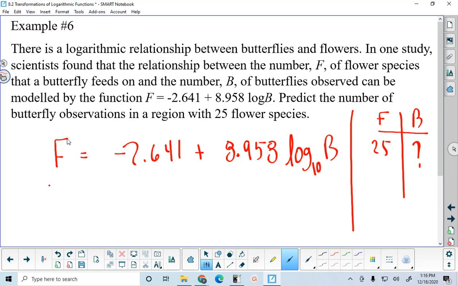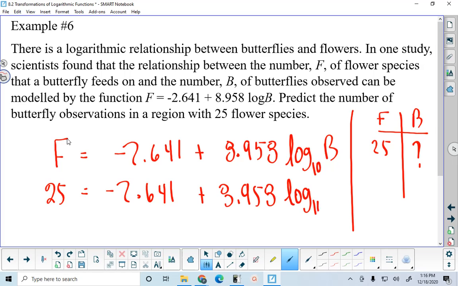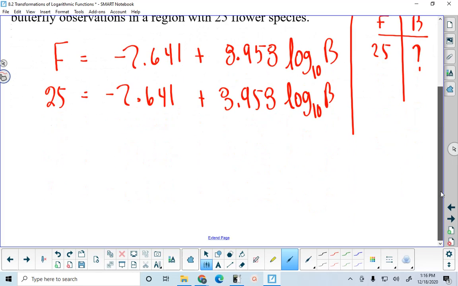So you're going to put 25 here. And what I would like everybody to do, just to begin with, I don't want to do all the work here for you, is I want you to rearrange this so that you have a statement that says log base 10 of b is equal to a single number.